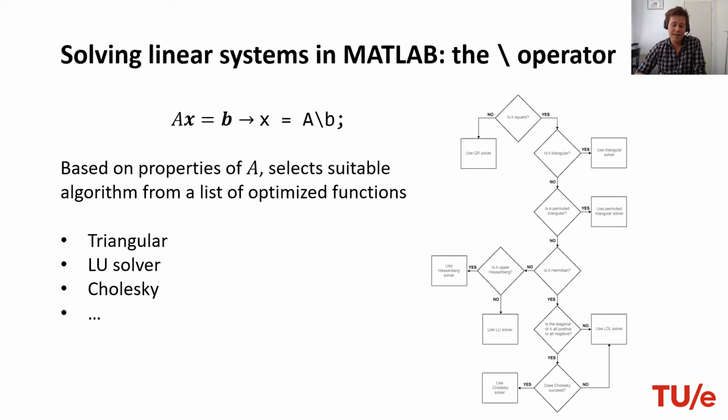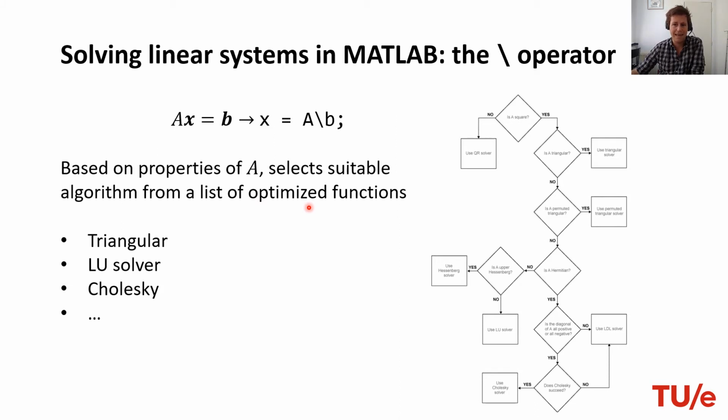Now, fortunately, in MATLAB, we do not have to code our own linear solvers. So when you have a practical problem, you don't have to start coding your Gaussian elimination, although you have to do this for the exercises, as this is also a learning process. But when you have a practical problem and you want to solve a linear system, you just use the backslash operator. That's kind of no questions asked, because based on properties of A, this will select a suitable algorithm from a list of very highly optimized functions.